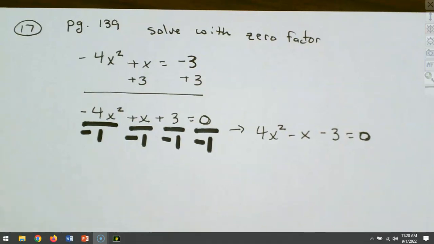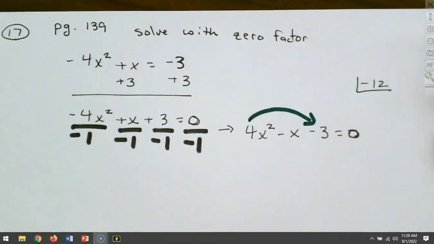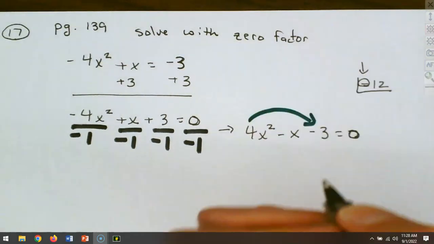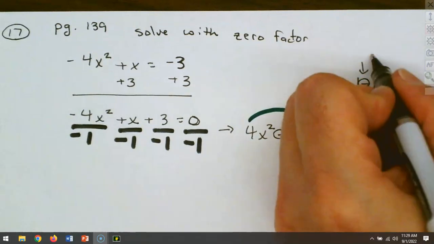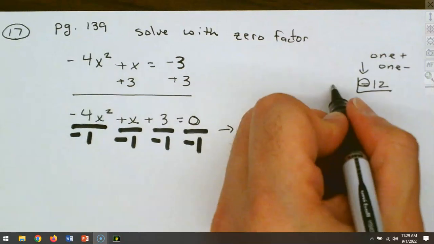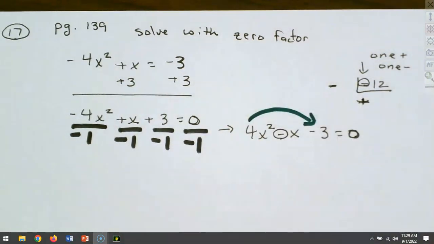First times the last. Okay, first times the last. -12. It's a -12. What do we know about the signs? Are they the same or are they different? Okay, they're different. And which one's larger? Negative. So one is positive, one is negative, larger one being negative, smaller one is positive. Very, very easy to factor.